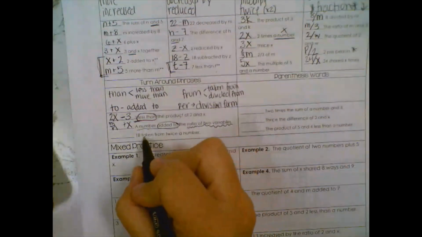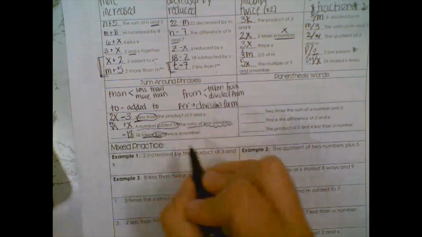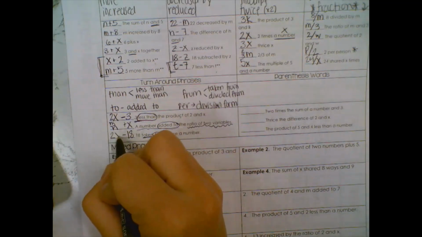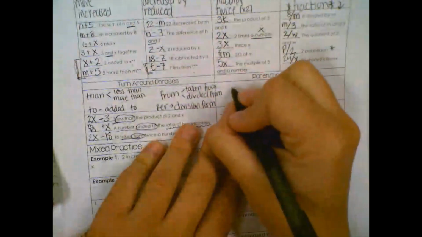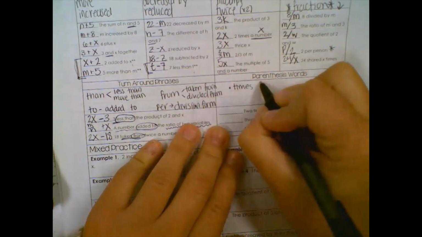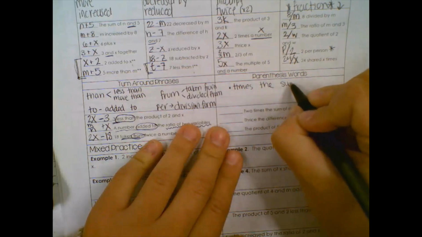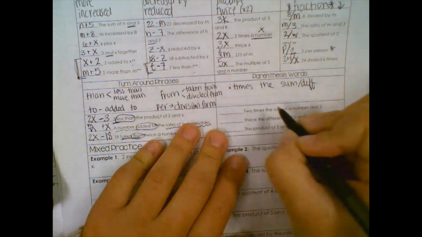18 is taken from. From is that turnaround phrase, so we're taking away 18 from twice a number, so 2 times some random number. All right, last thing we're going to look at is parentheses, and then we'll do a couple examples. So parentheses, words or phrases, so there's a few. Times the sum or difference, and I'll abbreviate there, diff for difference.